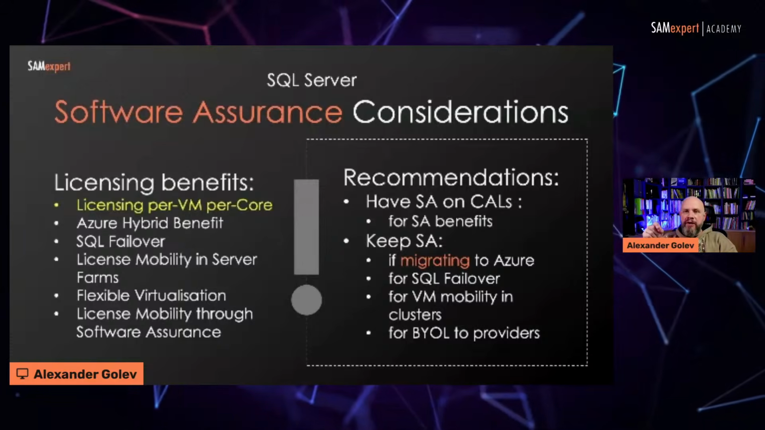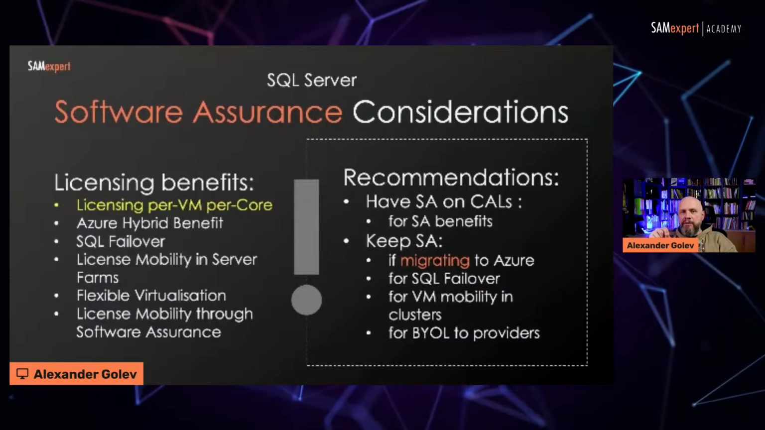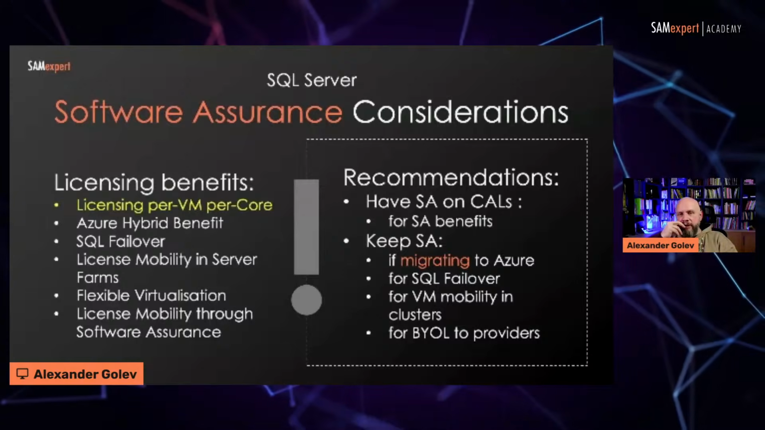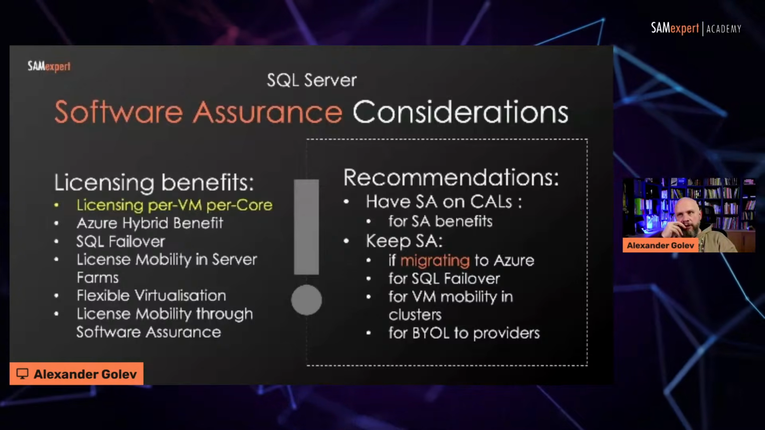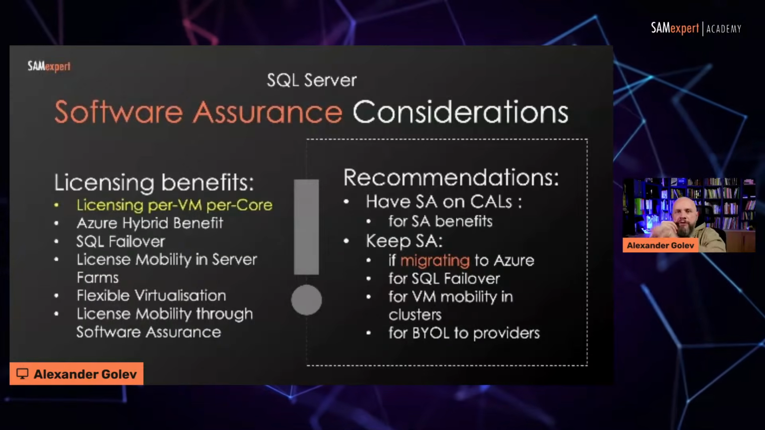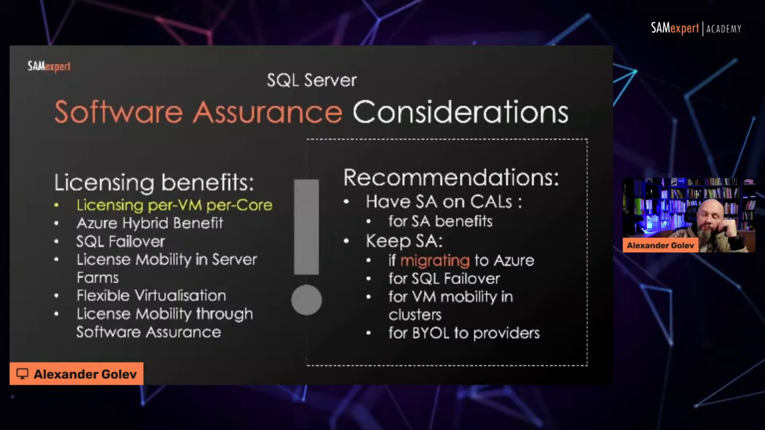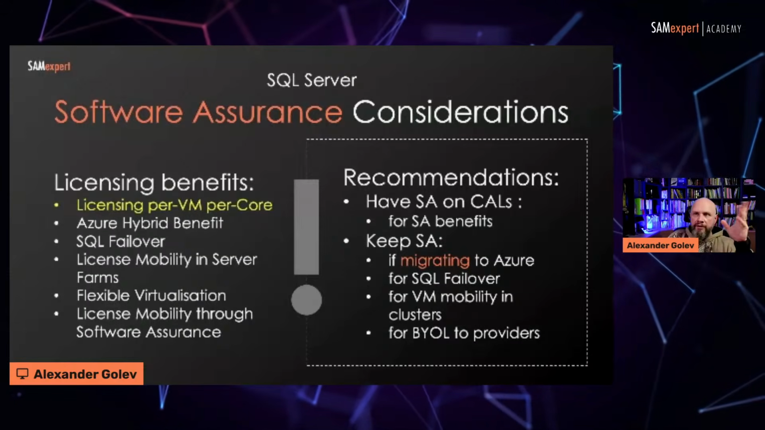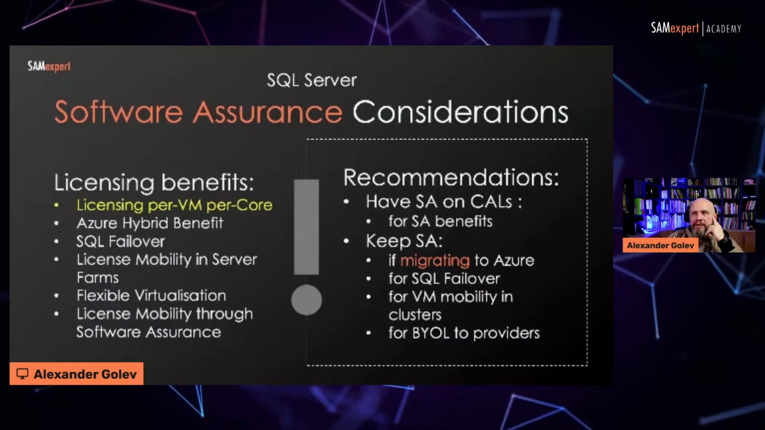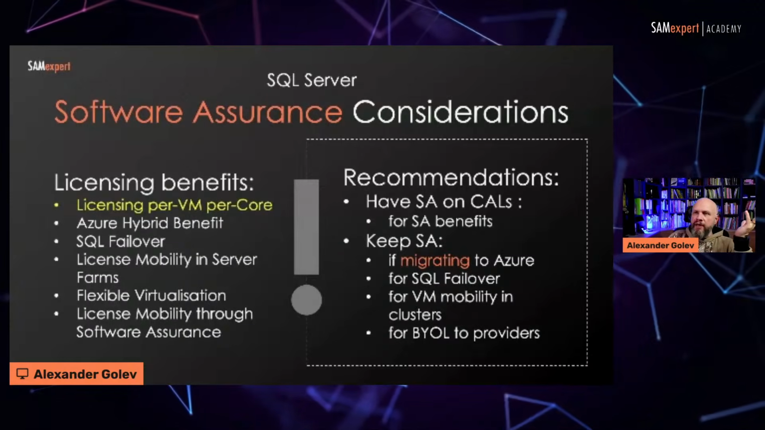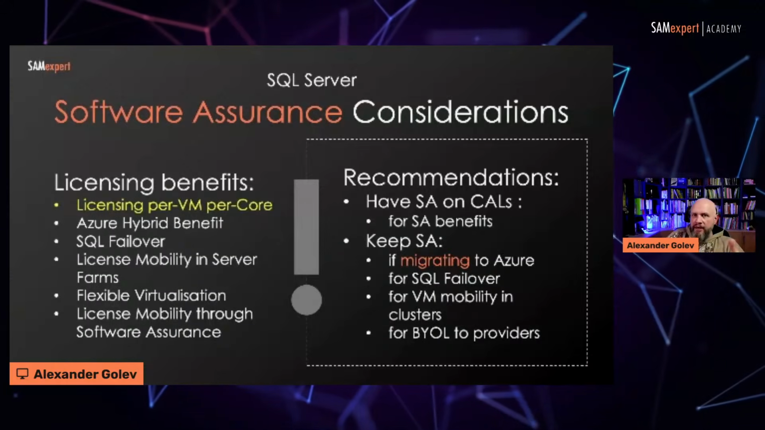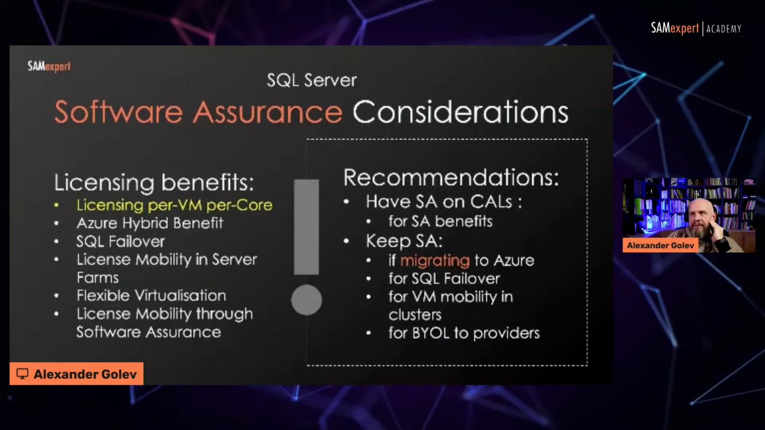So, license per VM, per core, Standard or Enterprise requires software assurance. Azure Hybrid Benefit requires software assurance. SQL failover requires software assurance. License mobility in server farms, for the license to move with the virtual machine, requires software assurance. Flexible virtualization, bring your own license, requires software assurance. And license mobility through software assurance is another bring your own license benefit, not only for listed providers, it also requires software assurance, as you may see from its name.